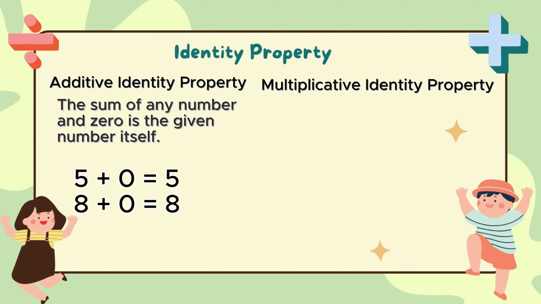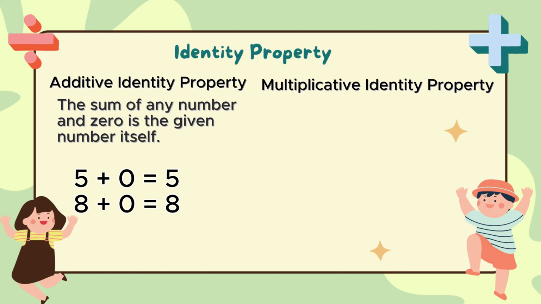Let's have an example. Any number plus 0, the resulting sum is the given number itself. So, 5 plus 0 is also 5. 8 plus 0, the result is also 8. So, this is called the additive identity property. What have you noticed? The result is the same as itself, so this is called identity. But take note, if you add 0, therefore the identity element for addition is 0.